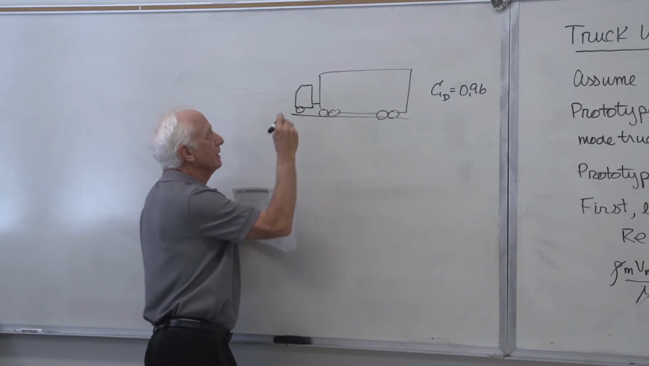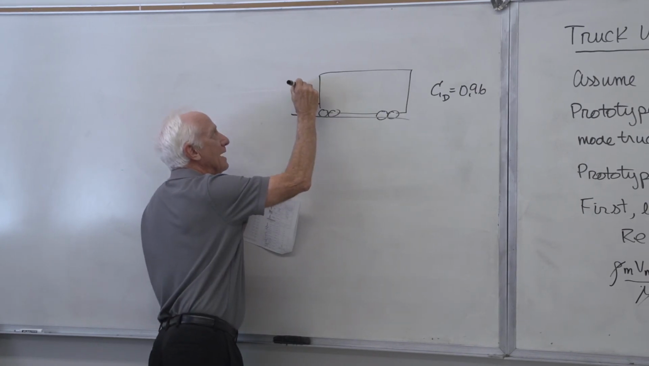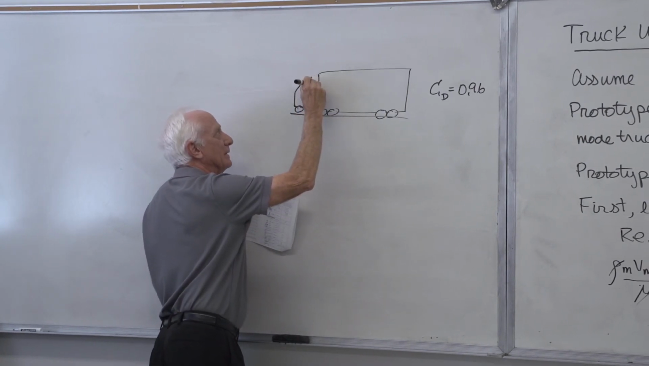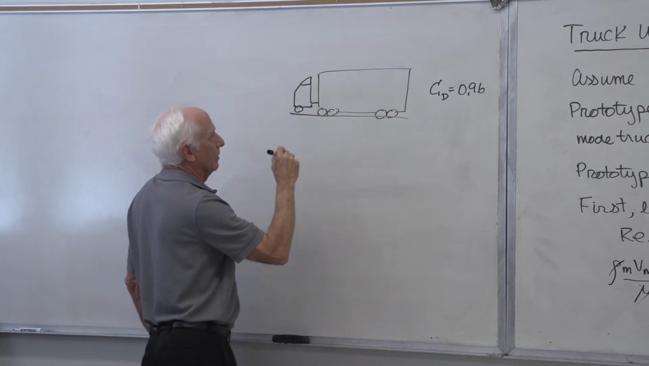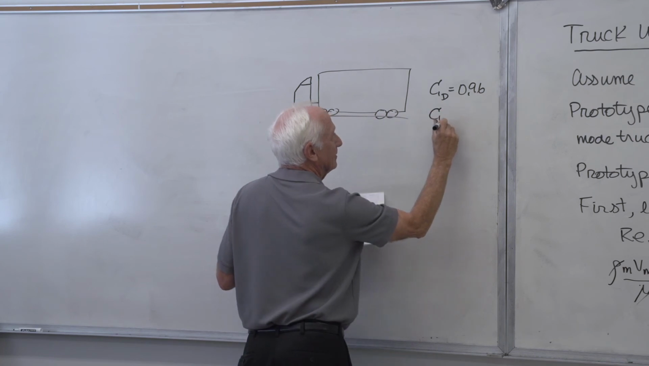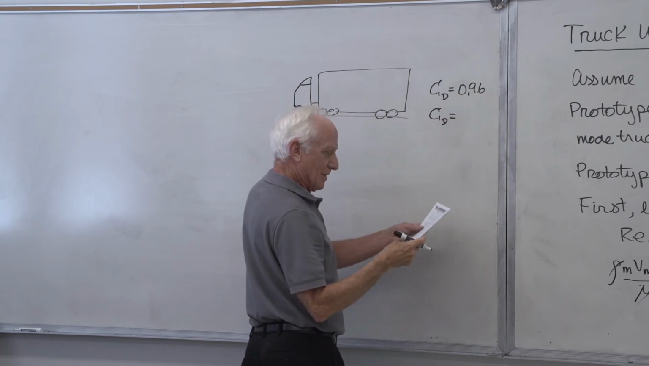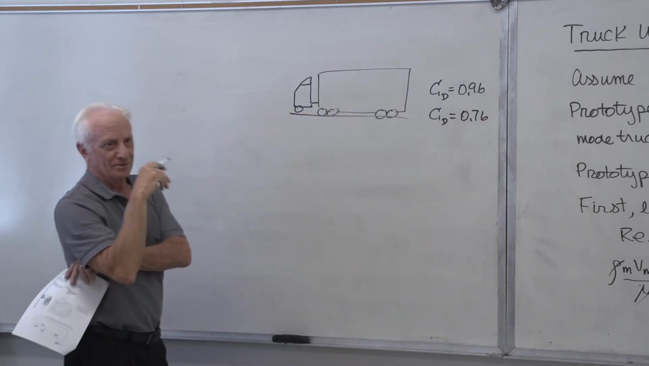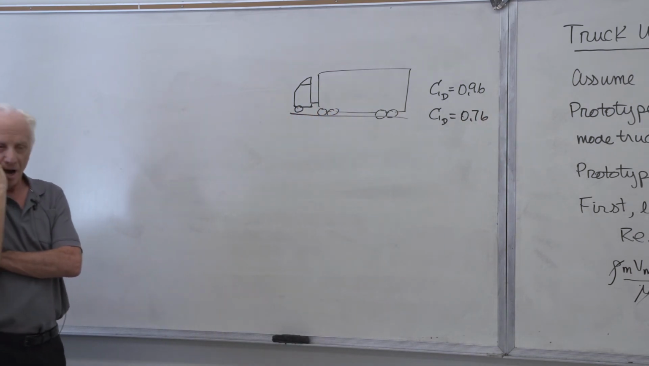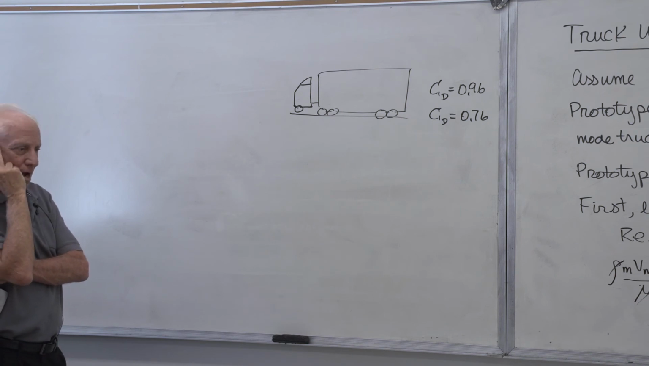Then they add a fairing to the top. These things are all over trucks nowadays. They're stuck on the top of the cab like that. Ooh, thank you very much. My C sub D now drops down to 0.76. You think that'll save gas? You better believe it will. Diesel fuel? Uh-huh.